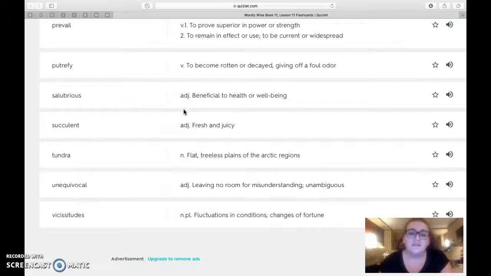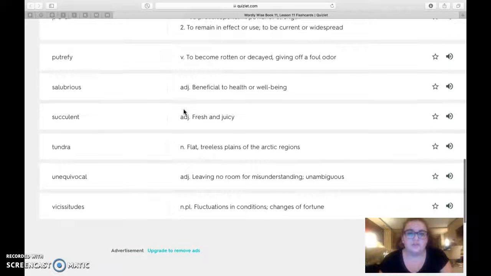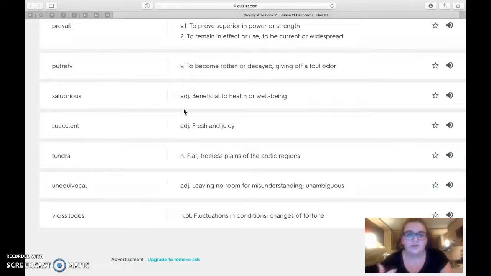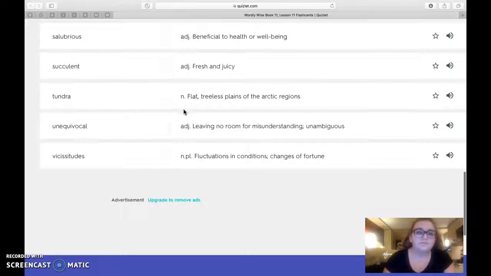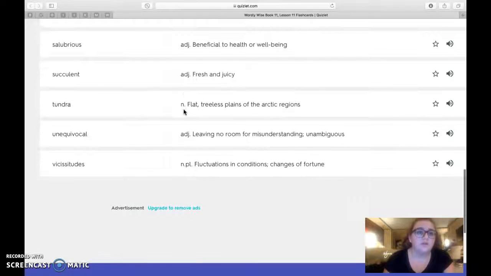And the next word is petrify. It's a verb, and it means to become rotten or decayed, giving off a foul odor. So all the expired food began to petrify in the stinky, smelly compost pile. So it basically becomes rotten, and when it becomes rotten, there's a foul smell in the air, like rotten eggs, which smells like sulfur.